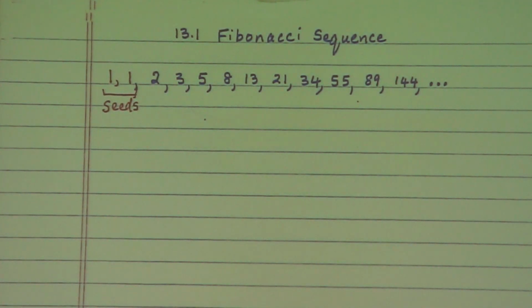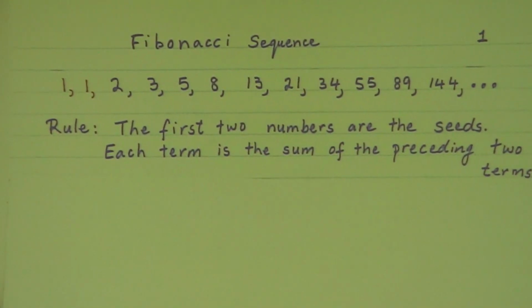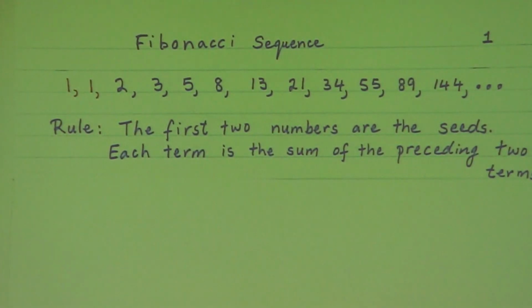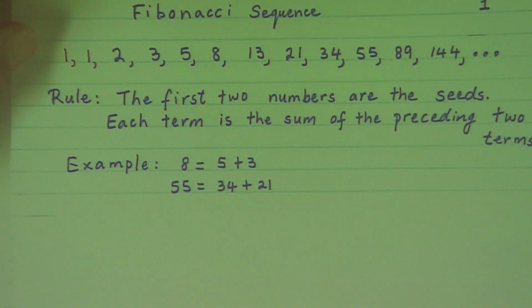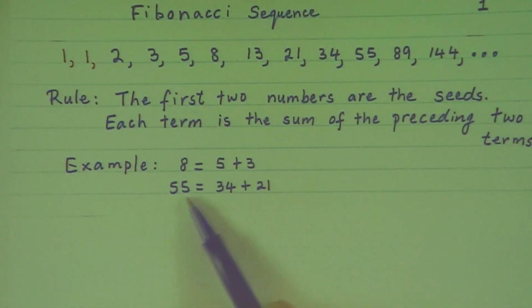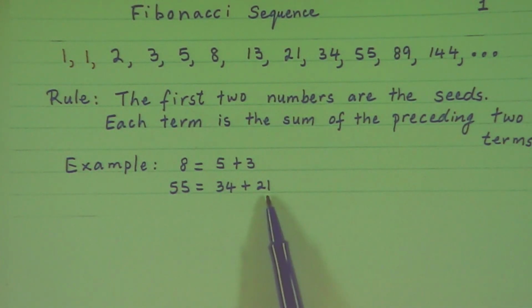So my rule: each term is the sum of the preceding two terms. Now, as I said, if you want the 10th Fibonacci number, you add the 9th and the 8th.